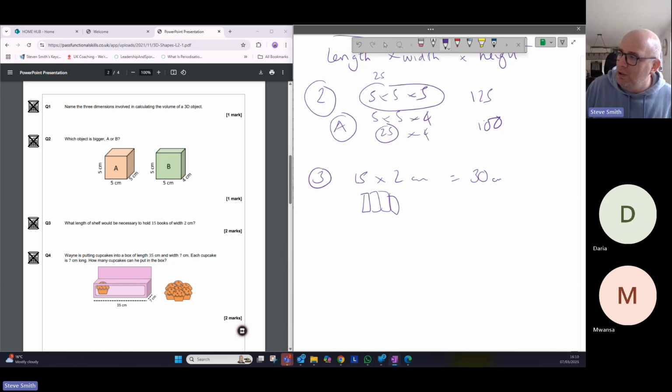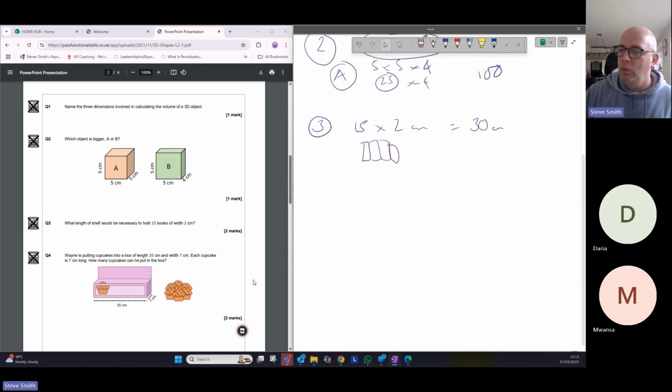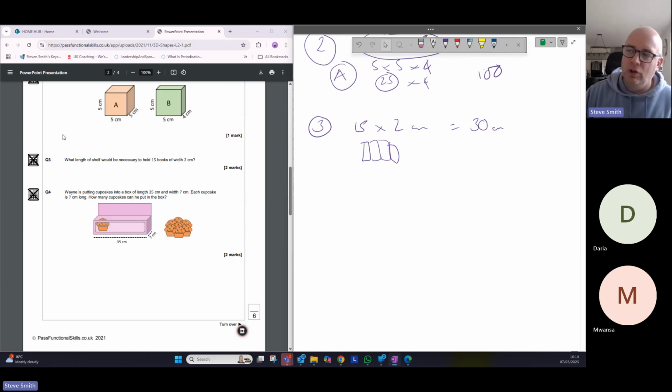And it doesn't say you need a space at the end. It doesn't say, you know, we have to have space between the books. It just says what length of shelf will be necessary to hold 15 books. So we're picking out 15 times by 2 is 30. And that question there will be probably more so aimed within a level 1 paper at non-calculator.